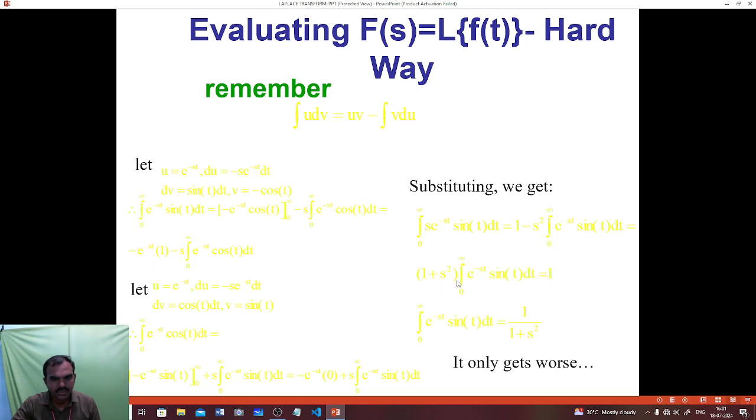So here (1 plus s square) times the integral from 0 to infinity of e power minus st sin t dt equals 1, and on multiplying we get 1 by 1 plus s square.